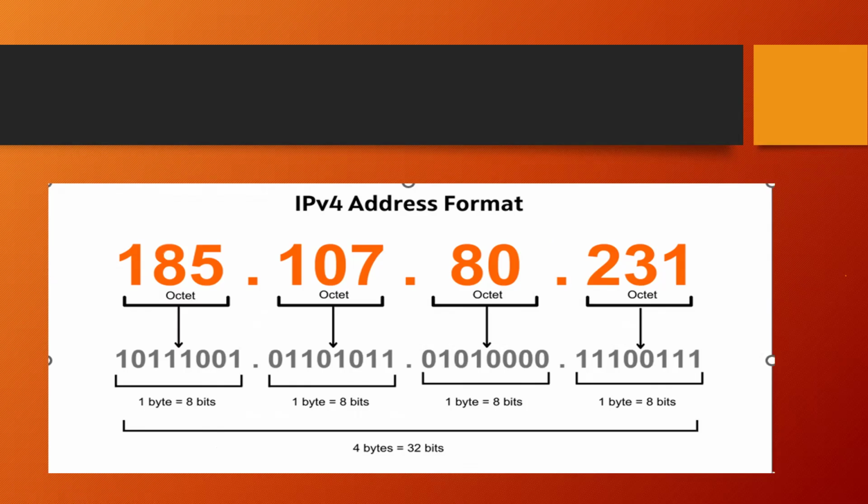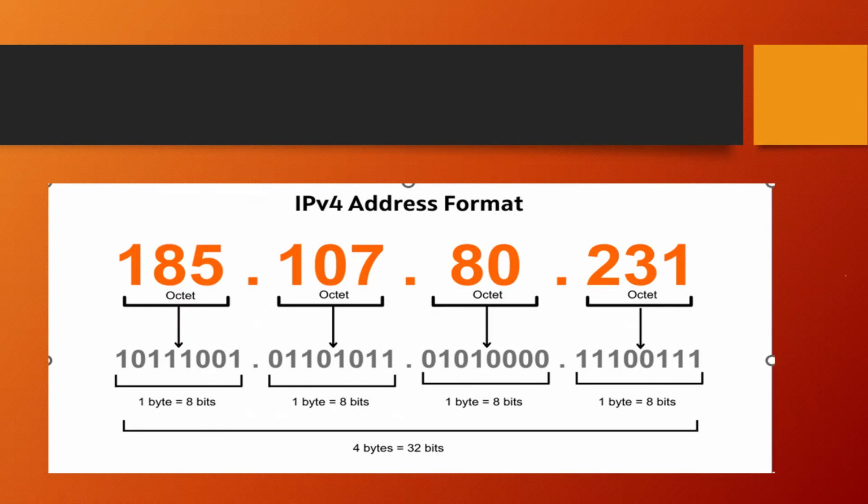So what you understood here is that each of the four parts of an IP address is known as an octet. An octet is a combination of 8 bits, and a combination of 4 octets is your IP address. And it is used for connecting to the internet.